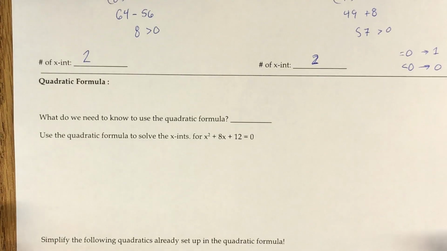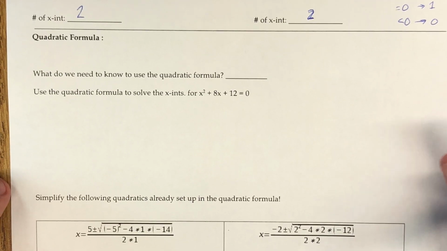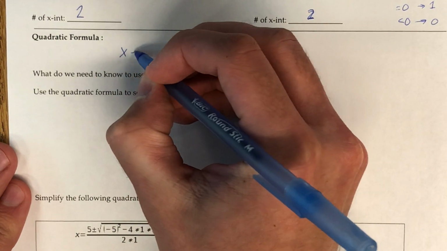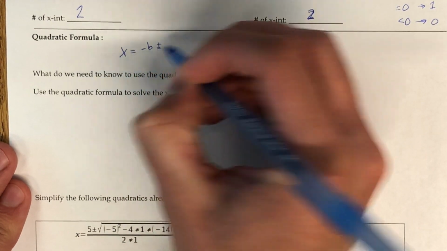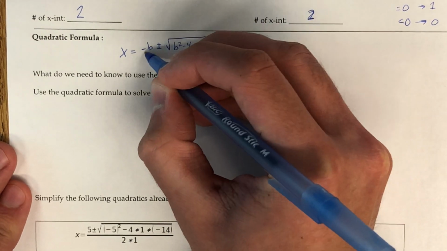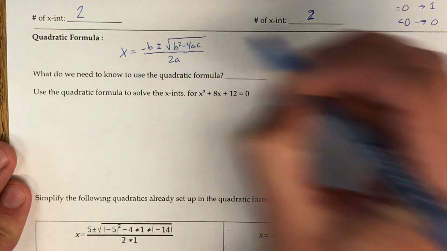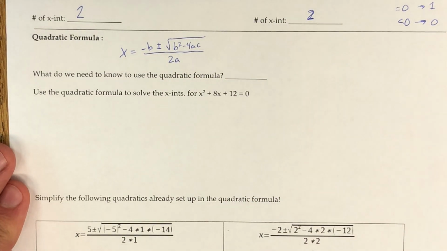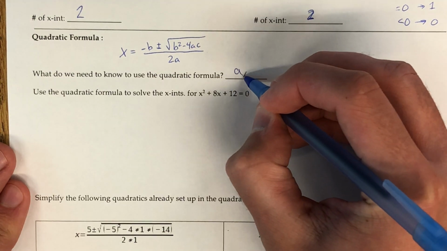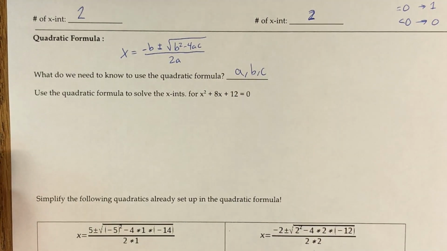Okay. So the focus for today is on the quadratic formula. It would help to remember what it is. The quadratic formula is x equals negative b plus or minus the square root of b squared minus 4ac, all over 2a. So to be able to use the quadratic formula, if we know a, b, and c, then we can apply it.